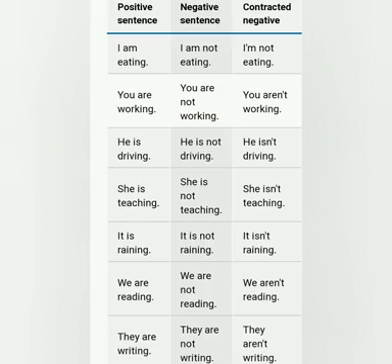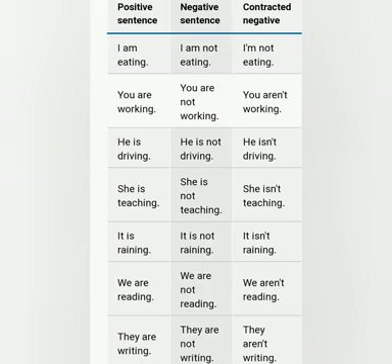Okay, children? Let's quickly read all the given examples. You are working, you are not working. The continuation is going on, whoever is working or not working. He is driving, he is not driving. Okay, so we are focusing on the verb part, on the ing word, which shows us it is a continuous tense, whether it is in positive form or negative form.